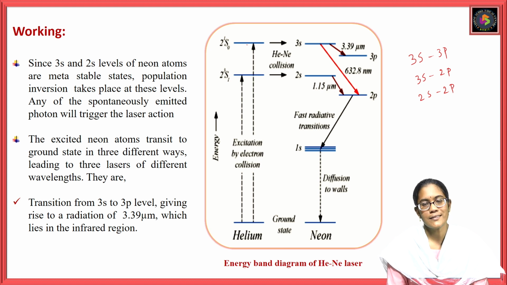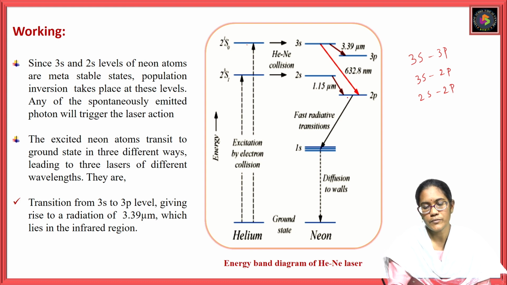That's why in the construction itself we use a quartz tube, and the electric discharge tube is made of quartz. The role of the quartz tube is that it absorbs all the minor wavelengths and emits only the major wavelength. That's why we use the quartz tube in the helium neon laser construction. In that way we can remove the minor wavelengths, and it emits only the major wavelength, that is 632.8 nanometers.